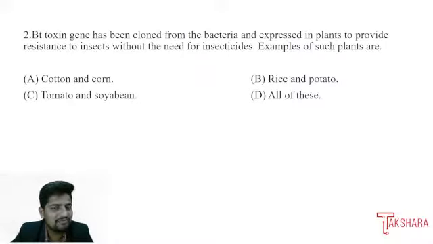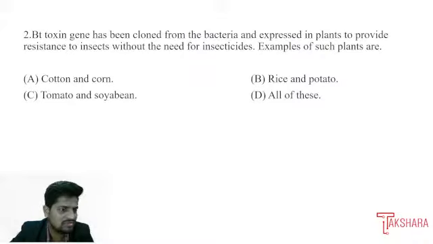So there are a variety of types of plants. If you take cotton as an example, or corn, you have to insert the Bt toxin gene. And rice also, potato also, tomato also, soybean, in all the plant species we can insert the Bt gene directly, so all the options will be correct.